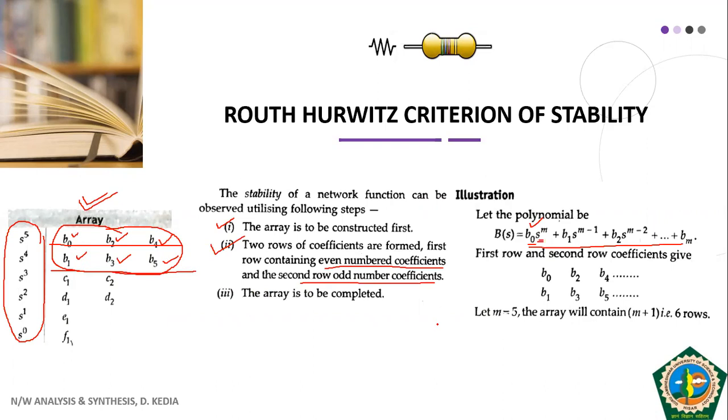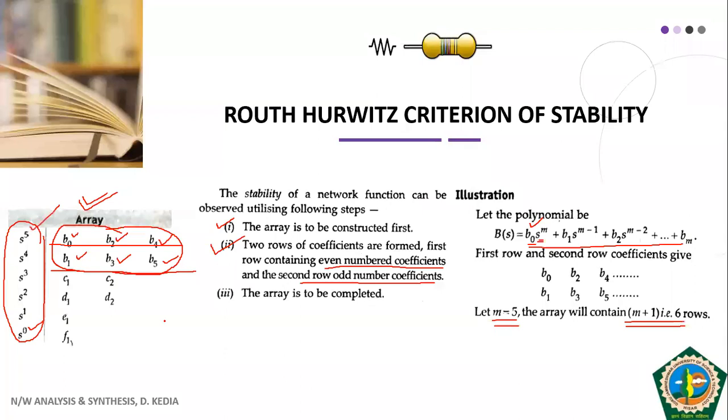So here we have taken an example of m equal to 5. If we have m equal to 5 and if we count 0 also, how many rows will there be? There will be 6 rows, because we will start from s raised to power 5 and we will go up to s raised to power 0. So you have to go up to the constant term. Keep this in mind. This is how we have to develop the array, which we call the Routh array.